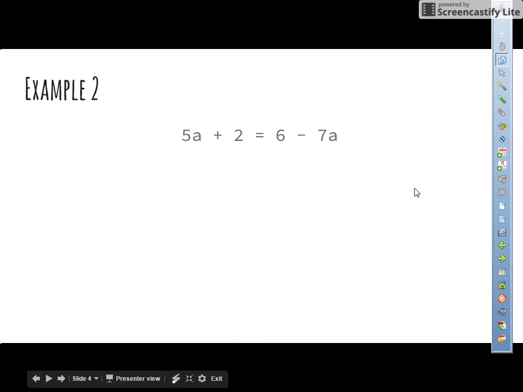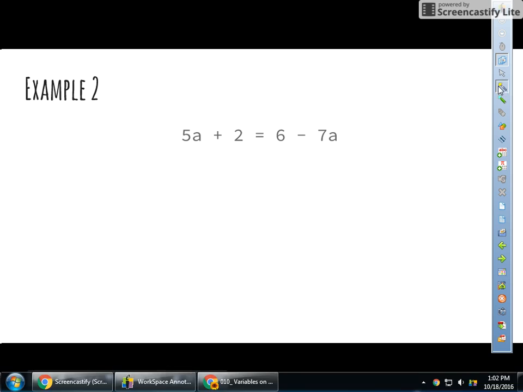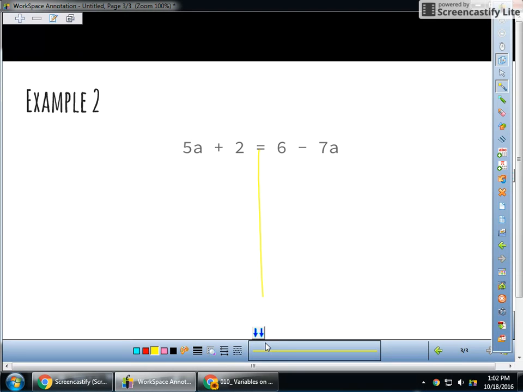Here's our next example, 5a plus 2 equals 6 minus 7a. I'm going to draw my line down my equal sign. Here's my left side. Here's my right side. I check to see if there's any distributing or like terms that I can combine. You notice 5a and 2 cannot be combined. Neither can 6 and minus 7a. So my first job is to bring any term with a variable over to the left-hand side. The 5a is already there, so I keep it. I need to move this minus 7a. So to move it, I add 7a to both sides of the equal sign.